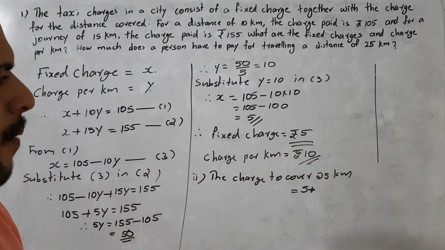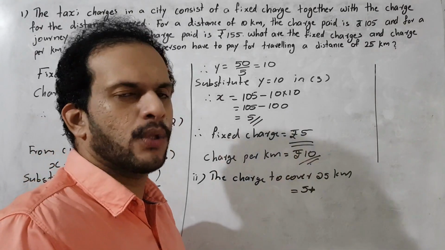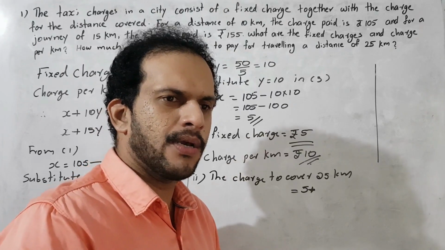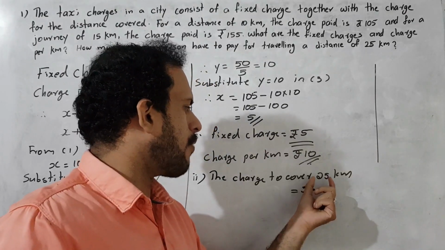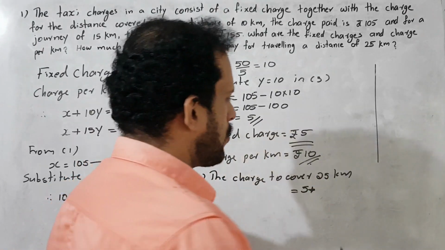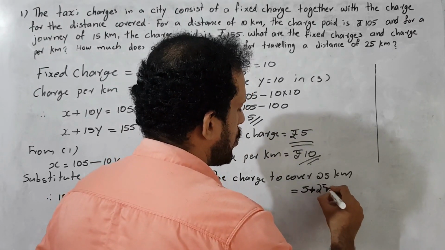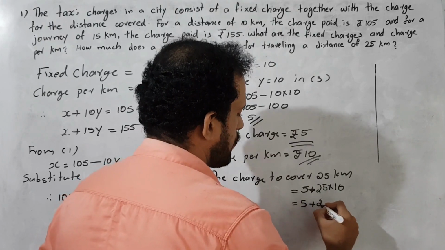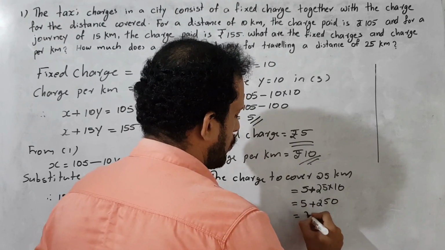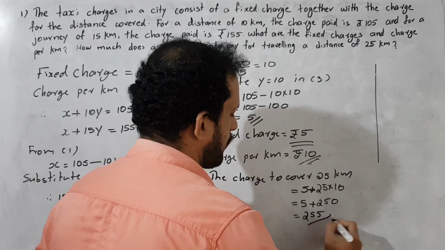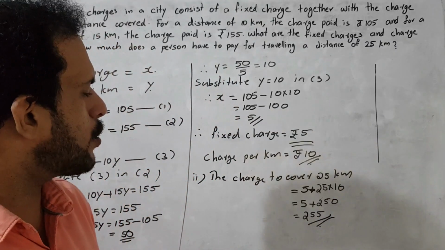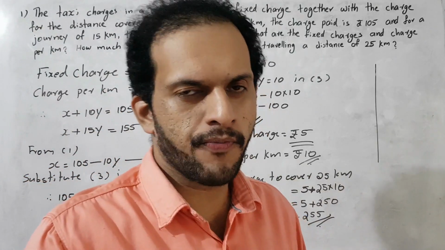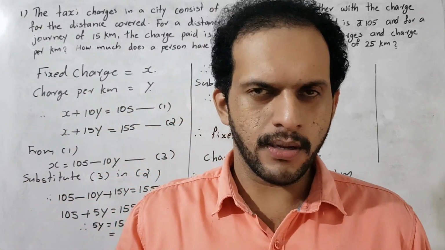അല്ലേ, 1 കിലോമീറ്റർ കവർ ചെയ്യാൻ നമ്മൾ കൊടുക്കേണ്ടത് 10 രൂപയാണ്. അപ്പോൾ 25 കിലോമീറ്റർ കവർ ചെയ്യാൻ നമ്മൾ എത്ര പൈസ കൊടുക്കേണ്ടി വരും? How do we find the amount to cover 25 kilometers? That is 25 into 10, so 5 plus 250 is equal to 255. Then what is the total amount to cover 25 kilometers? That is 255. Okay, I think you got this.